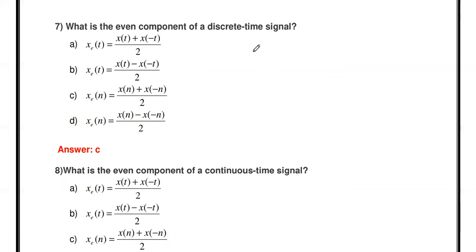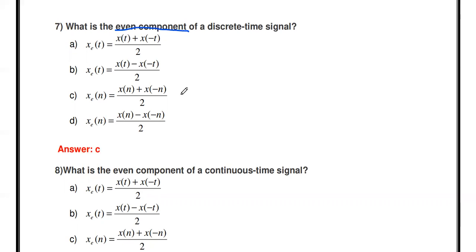Okay, so the addition of even component and odd component we are calling as the original signal. So in order to find out the even component, what is the formula? The even component of a discrete time signal. In the first option, x e of t, the t is used for the continuous signal, so it is not the answer. Similarly, the second one also has the variable t, so it is not the answer. Third and fourth, you see x e of n.